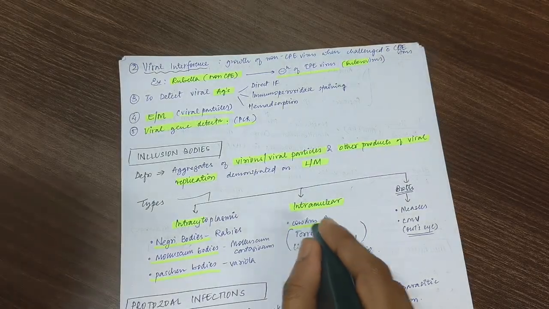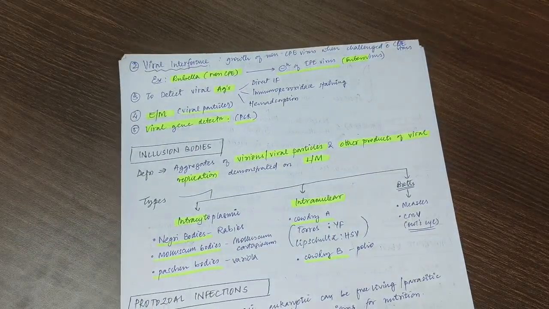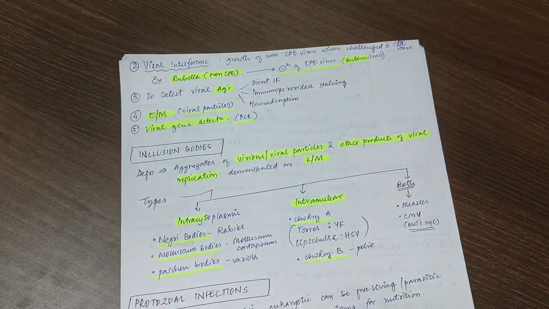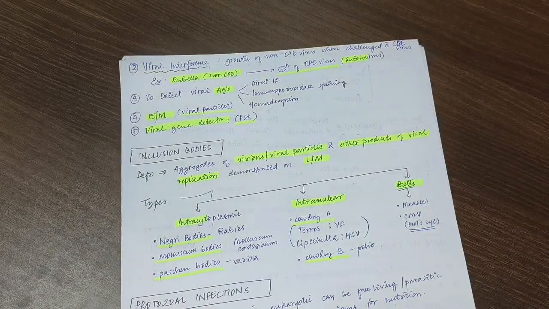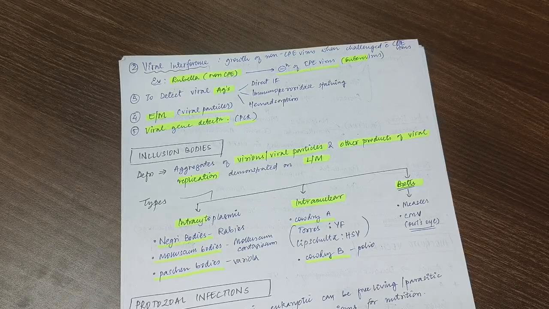Intranuclear, there are Cowdry A and Cowdry B. In Cowdry A, there are two: Torres bodies, which you are going to see in yellow fever, and Lipschütz bodies, which you are going to see in HSV, herpes simplex virus. Cowdry B is specific for polio. Both intracytoplasmic and intranuclear, you are going to see in measles and CMV. In CMV, that appearance is called owl's eye appearance, which you are going to differentiate from Hodgkin's lymphoma, which looks very similar.